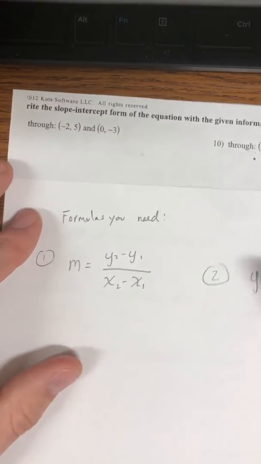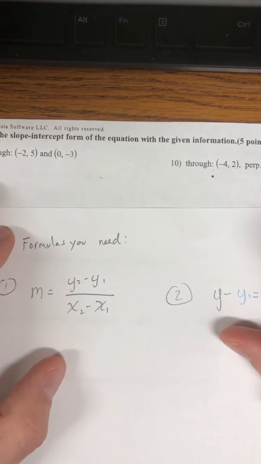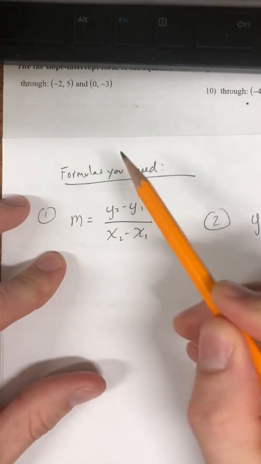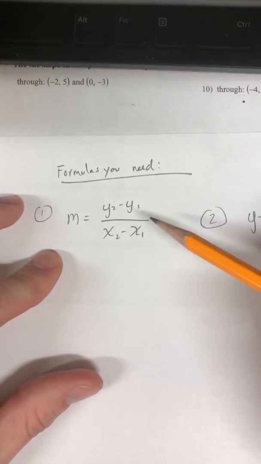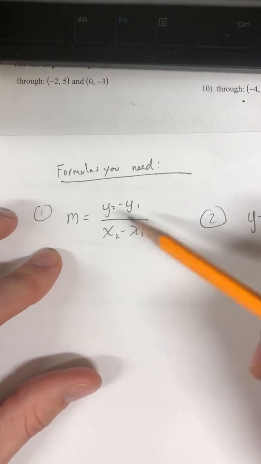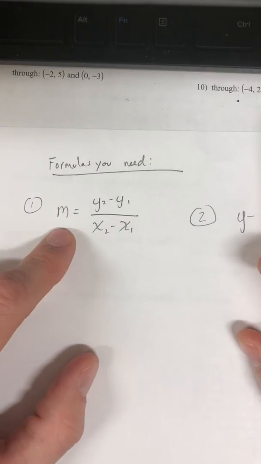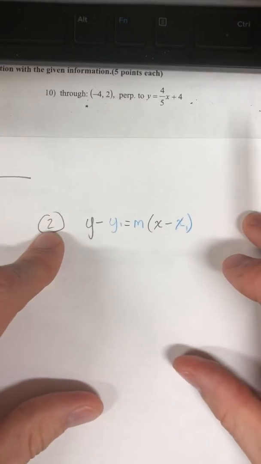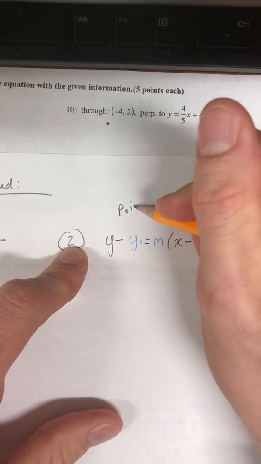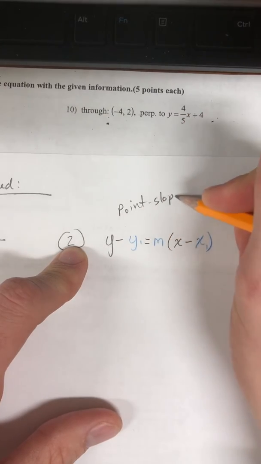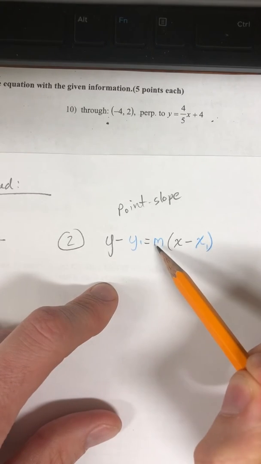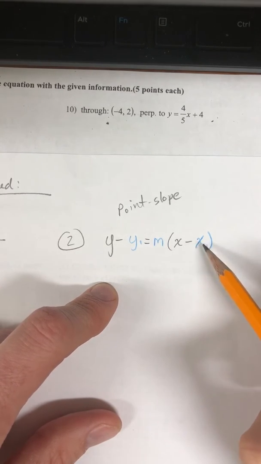For this one, it says, write the slope-intercept form of the equation with the given information. Here's the two formulas you need. You need to know them, you need to write them down, you need them for tomorrow on the test, and you really need to have a general knowledge of them to take with you. Slope is y2 minus y1 divided by x2 minus x1, and then this is called point-slope form because it has a point and the slope. You can see I put in blue where you put in y minus y1 equals slope times x minus x1. You need 1 point and 1 slope, so let's do it.